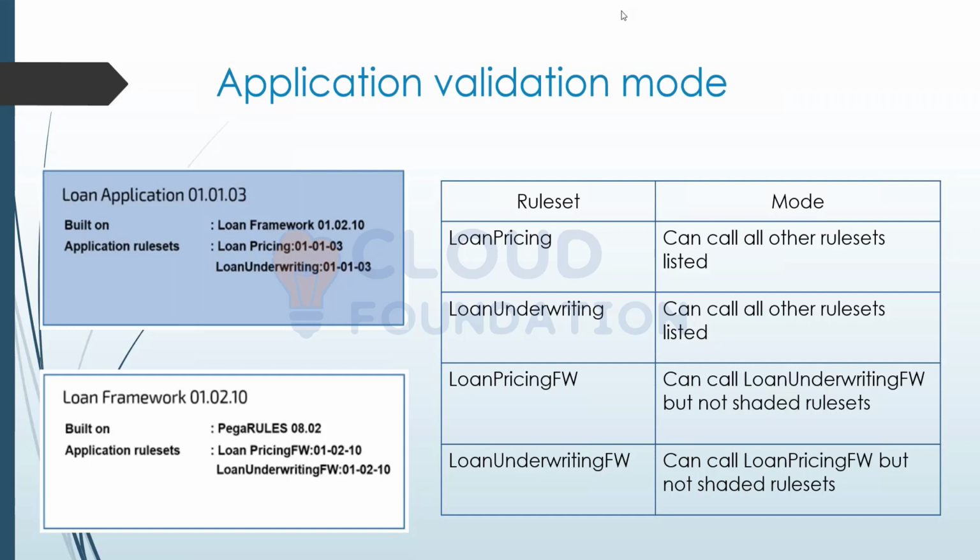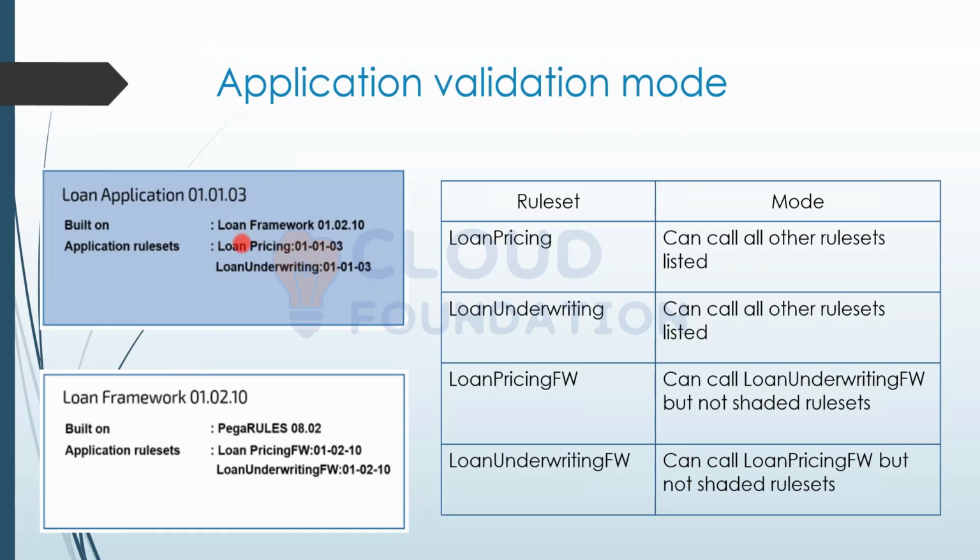I have a loan application here which has two rule sets: loan pricing and loan underwriting. Assume both of them are in the AV mode. Then I have a loan framework application which has rule sets called loan pricing FW and loan underwriting FW. So obviously loan application is built on loan framework. It's a built-on application. Now let's look at each of the rule sets and see how it can refer to rules from other rule sets, and whether it will be able to or not. First, let me choose loan pricing.